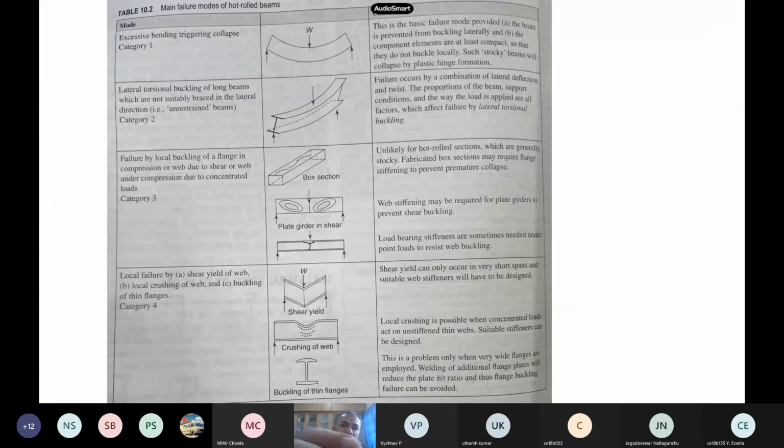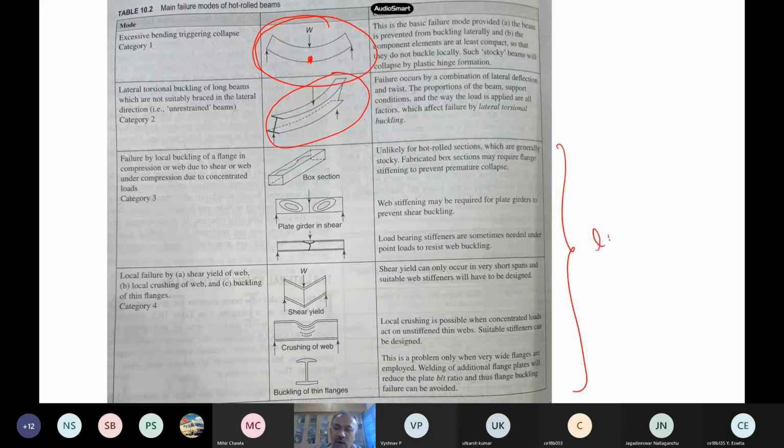The same thing I am showing: this is a classical collapse, where the beam bends and finally the plastic hinge gets formed here, so the bending failure comes. Then we have lateral torsional buckling also; I will show you that after some time. Then we call these the local failures, where the flange buckles, or the web buckles, or you see web crushing. These are all the local failures.